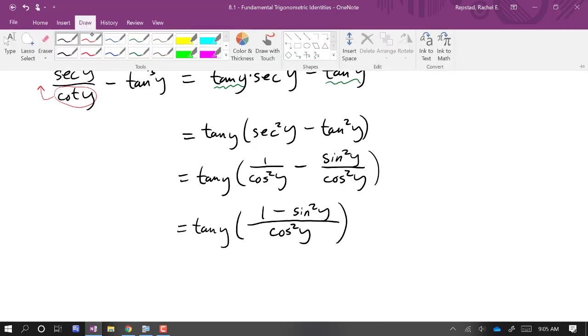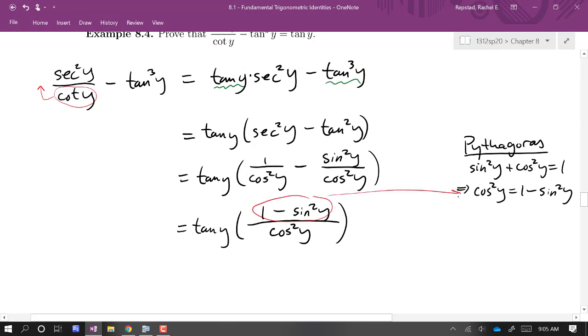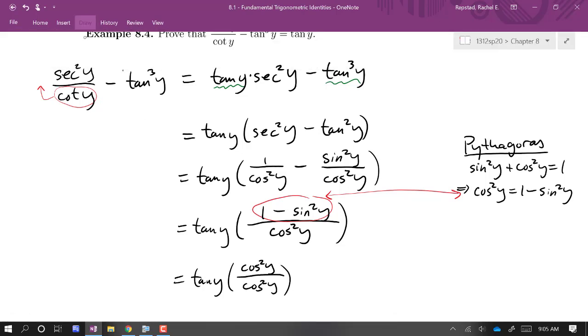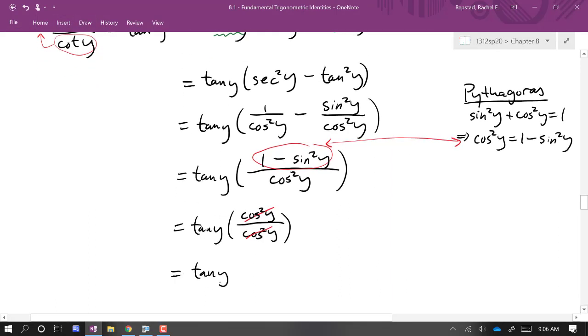And 1 minus sine squared, maybe this is a little bit familiar, but Pythagoras says that sine squared y plus cosine squared y is equal to 1. So if I subtract sine squared from both sides, we get that cosine squared y is equal to 1 minus sine squared y. So we can make that substitution right here. So we have cosine squared y over cosine squared y, which, of course, those cancel each other out. That's now just multiplied by 1, and we get tan y. And we can declare victory.